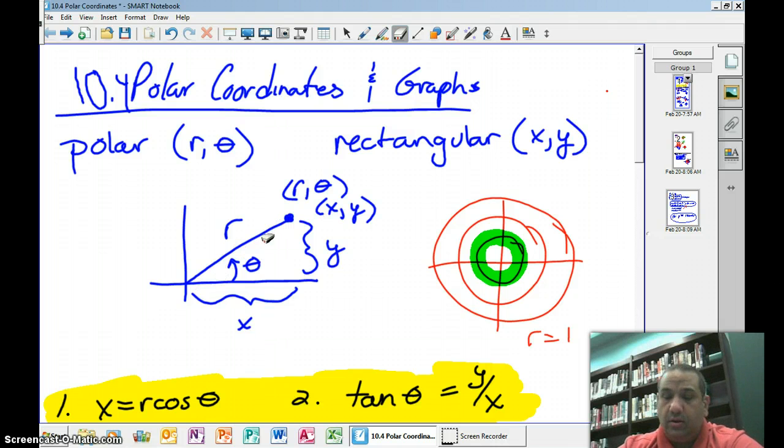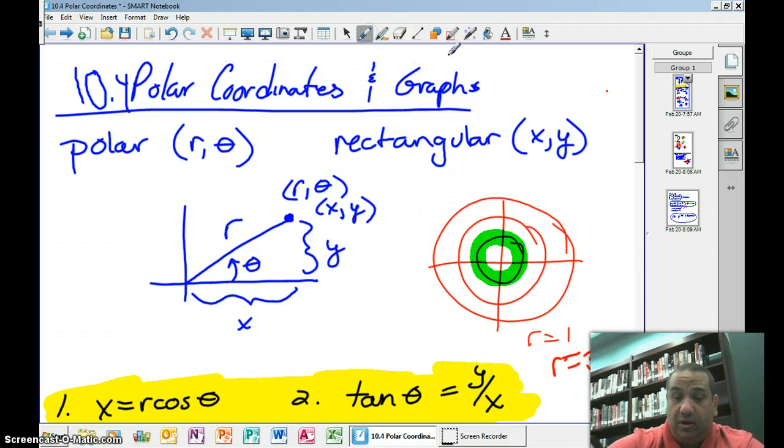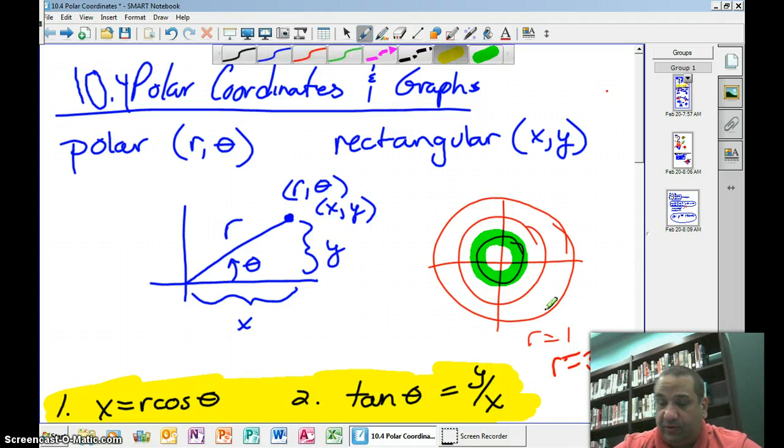Okay, so over here we have a circle. This would be an equation of r equals 1 without any theta. It's just the first circle on a polar graph. That's it. It's the circle with radius 1. If I wanted, like, r equals 3, then it would be the third circle in, and it would look like that. That would be the answer. It would be a circle.